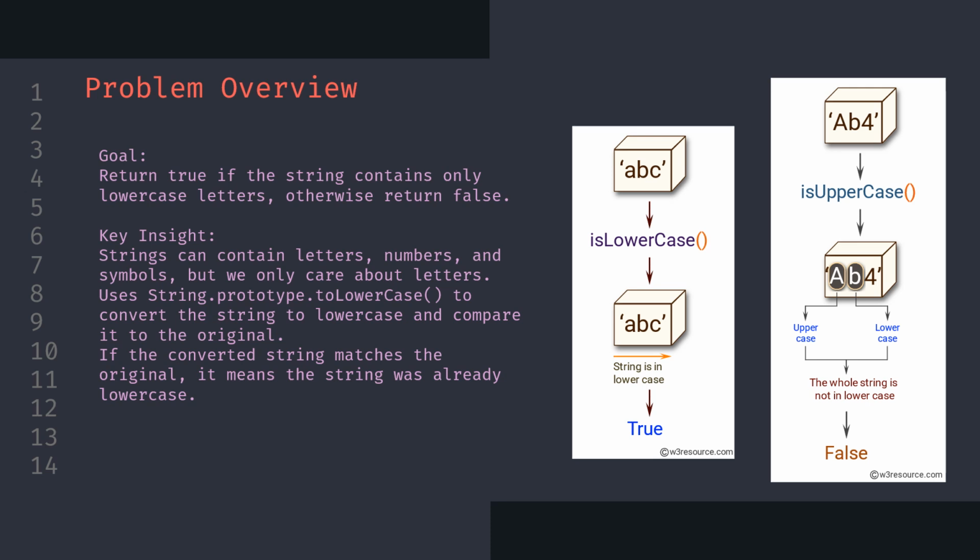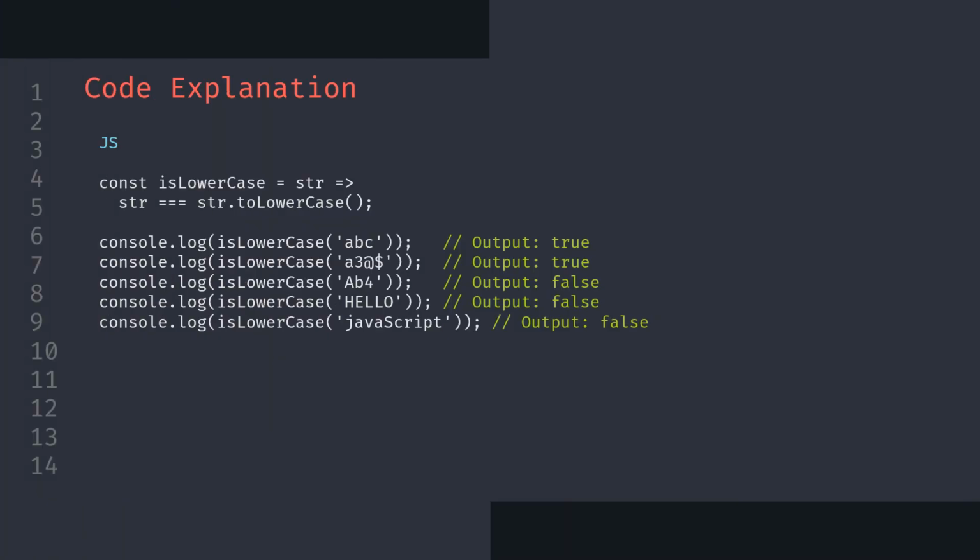This function is useful in validating usernames, passwords, and formatting rules. The toLowerCase method helps us check if a string is already in lowercase without modifying it. This function works by converting the input string to lowercase and checking if it remains unchanged.